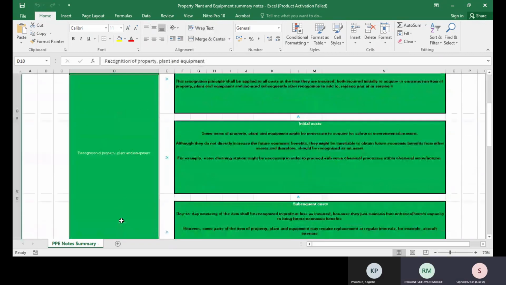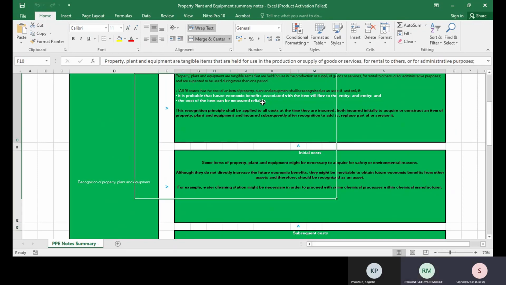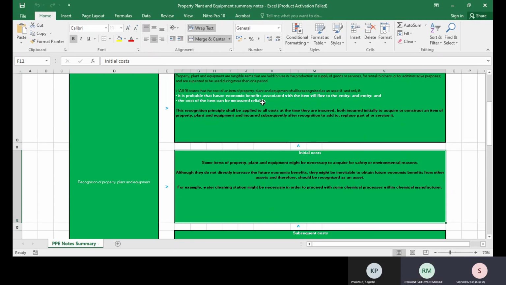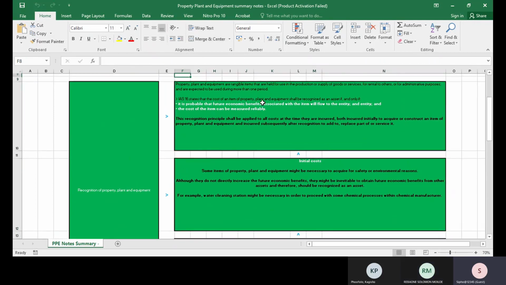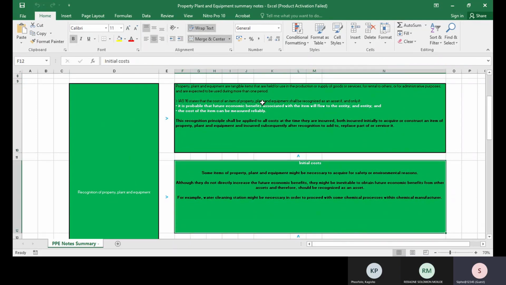In an exam scenario, when they ask you a question to say, please advise management whether we can recognize this item of property, plant, and equipment as an asset, this is what the lecturer is expecting you to discuss. Start with the definition of an asset, then move on to this criterion, then the initial cost and all that. You see how you structure your answer, right?